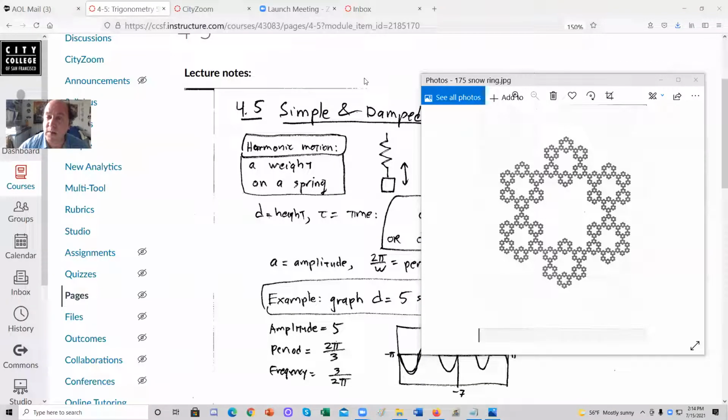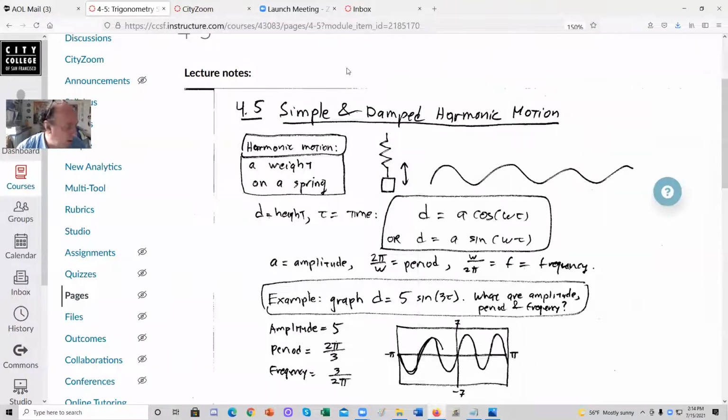This Zoom session is being brought to you by the fractal snow ring. Ooh, Irina Lee, just a moment. Irina Lee is in. Okay. All right, starting up.